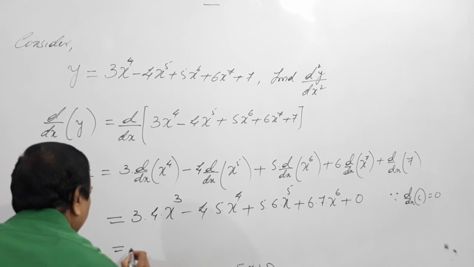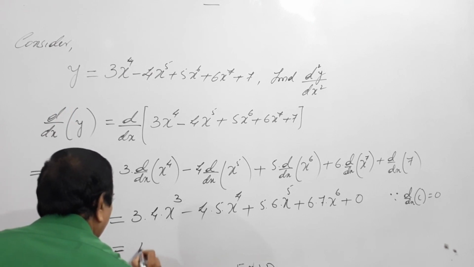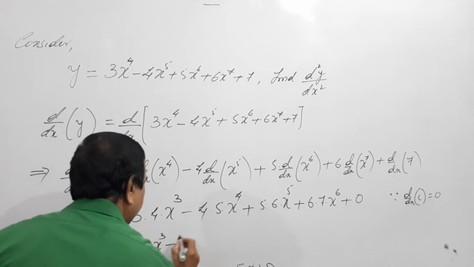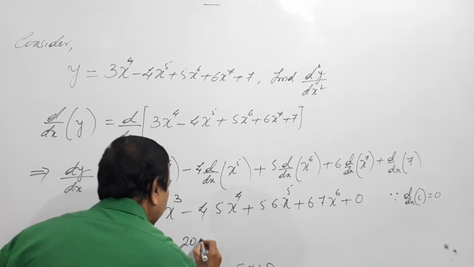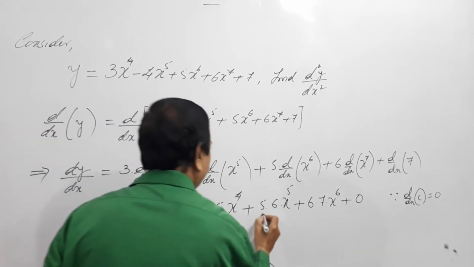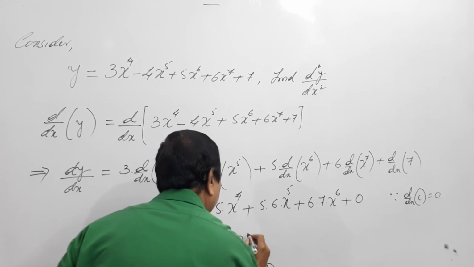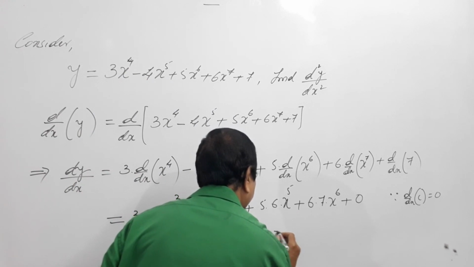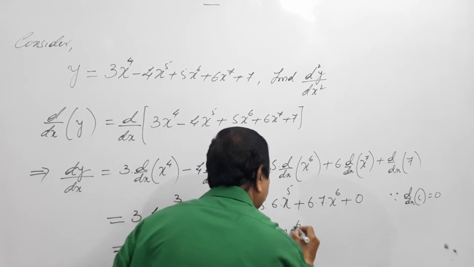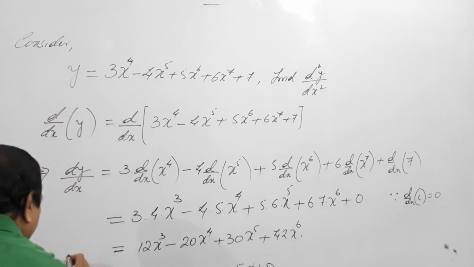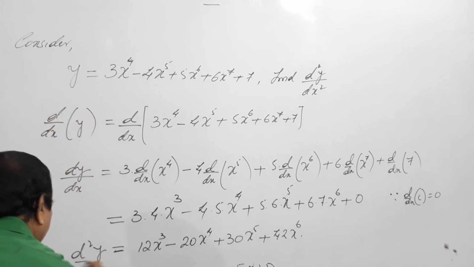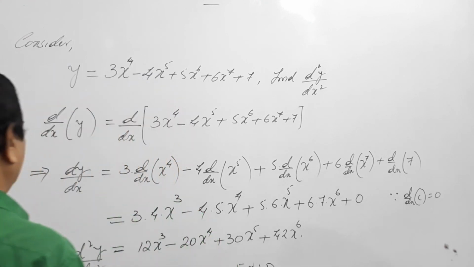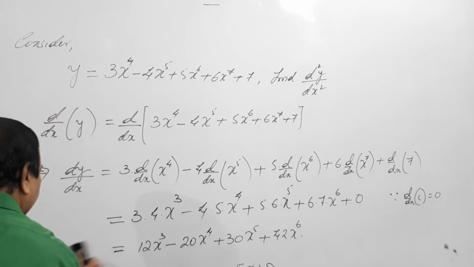So this is what 3 4s are, 12 x to the power of 3, minus 4 5s are 20 x to the power of 4, 5 6s are 30 x to the power of 5, 6 7s 42 x to the power of 6. What is this? This is our dy by dx.